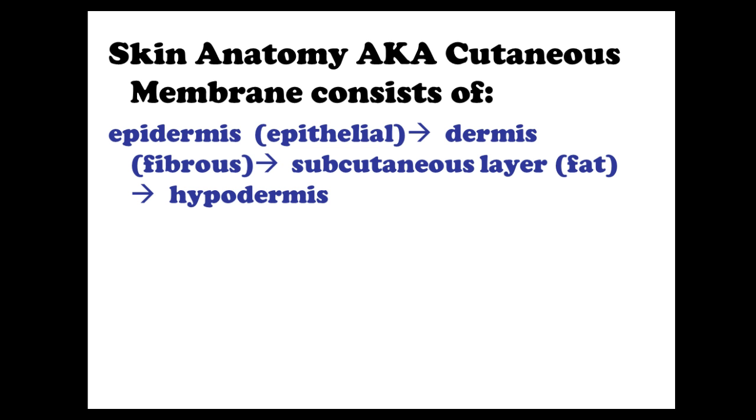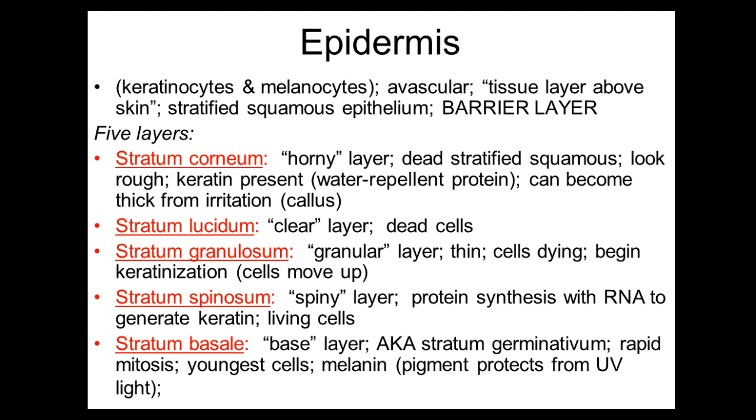Skin anatomy, aka cutaneous membrane, consists of the epidermis, the dermis, and the subcutaneous layer. In the epidermis, we're going to have something called keratinocytes and melanocytes. They're avascular tissue layer above the skin, stratified squamous epithelium barrier layer. We're going to find these keratinocytes and melanocytes in the epidermis, okay? That's pretty much all you need to know. There are 5 layers of this.